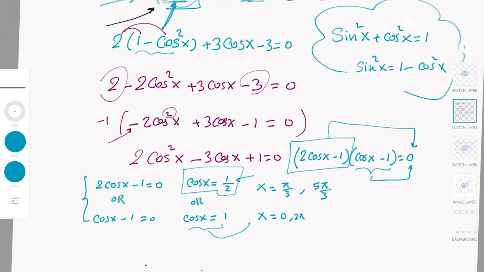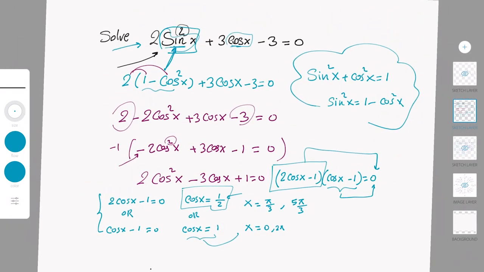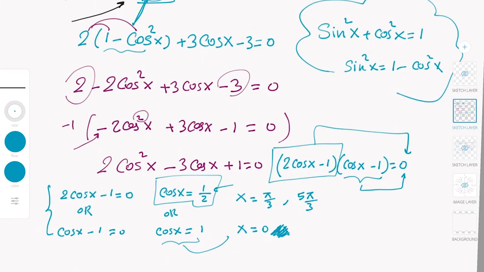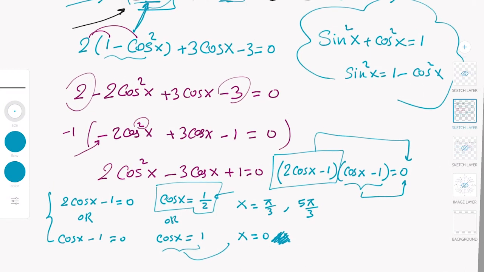Well, we don't have a domain here. If the domain said bracket 0 and 2 pi, then we would not accept 2 pi, we would only accept 0, because the domain said bracket 0 and 2 pi. So we got 3 solutions.